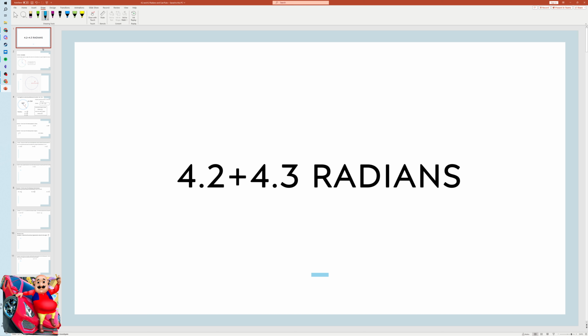All right, welcome back, grade 12s. We are looking at 4.2 and 4.3. We are going to discover a new way to measure angles called radians, and we'll practice a little bit of trigonometry, particularly the CAST rule, with this new way of measuring angles, radians.